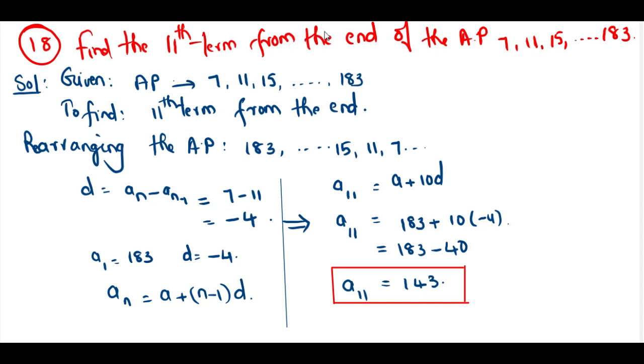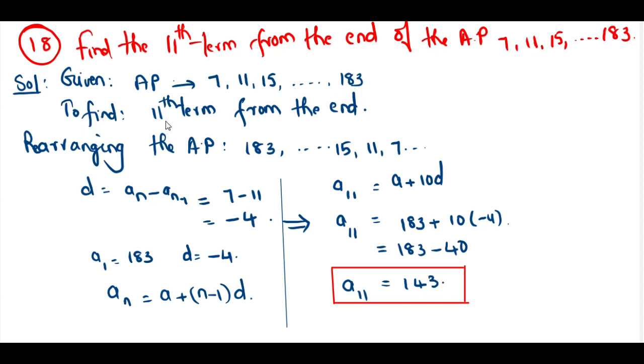Find the 11th term from the end of the AP. And what is the AP? 7, 11, 15, and so on up to 183. So let us analyze the question first. Find the 11th term, and that too from the end of the AP, and the given AP is 7, 11, 15 and so on till 183. So what is the given? Given is an AP and the terms are 7, 11, 15 and so on 183.